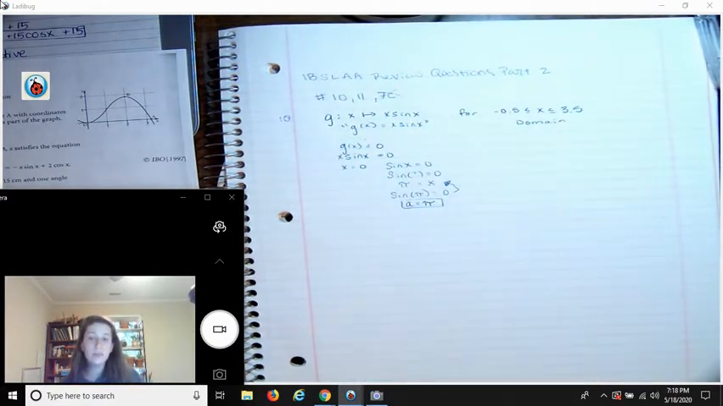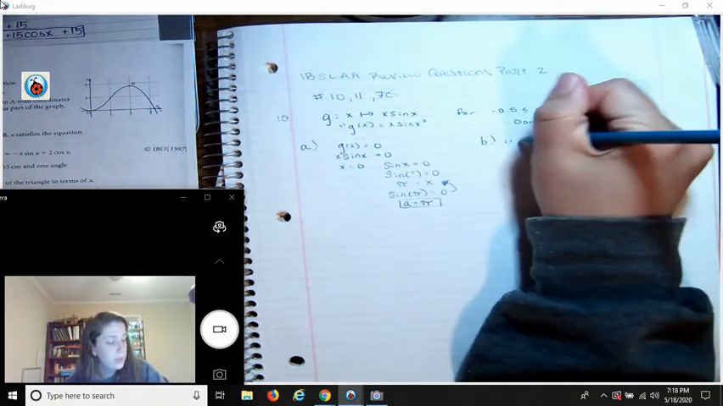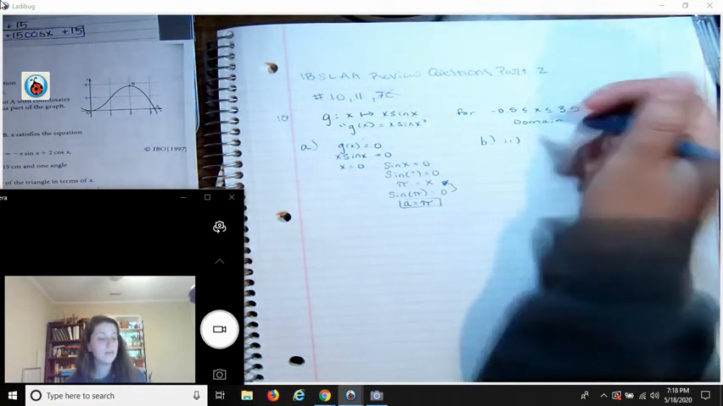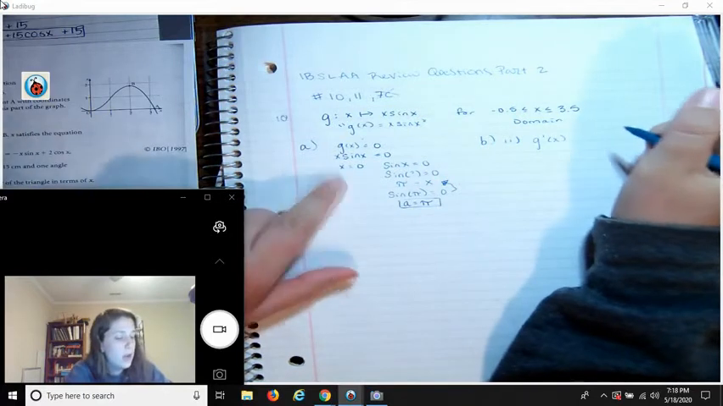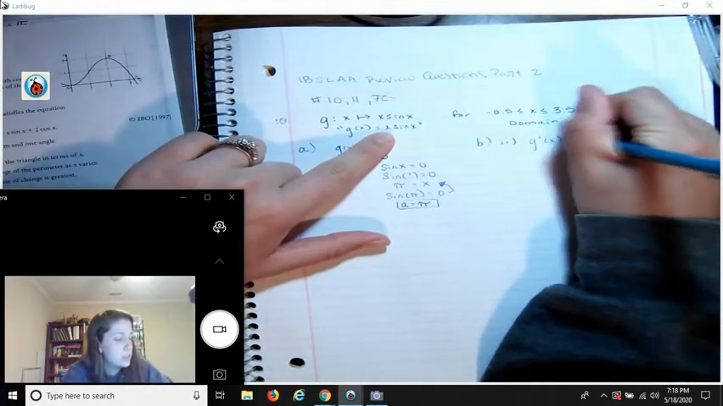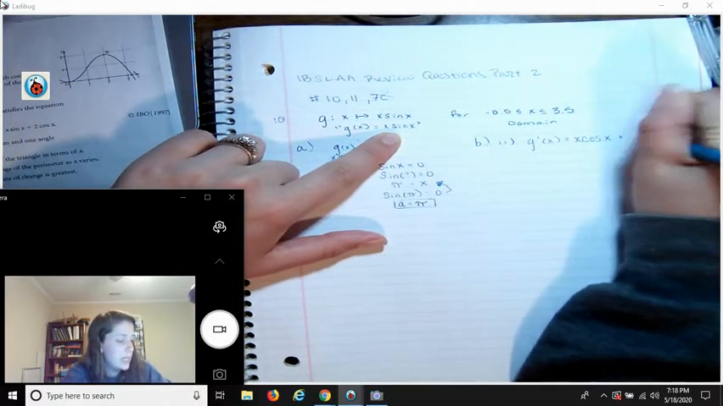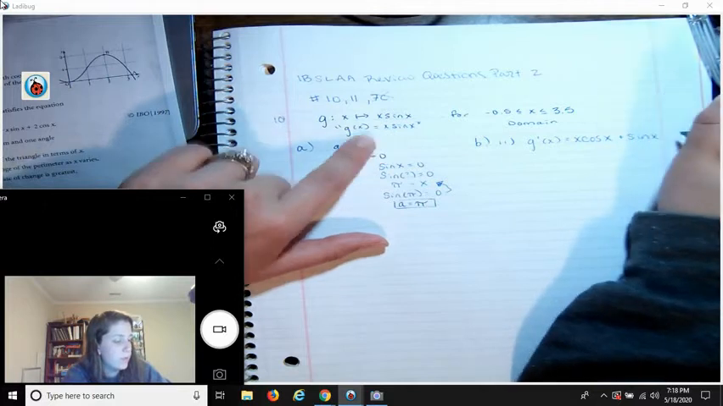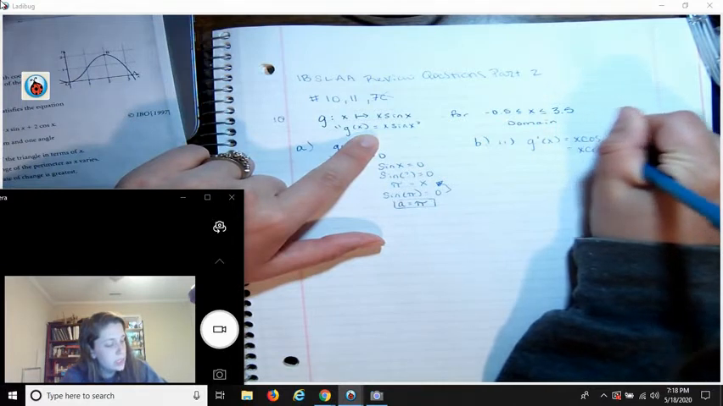Okay, so that's part A. Then part B, and then there were two parts. Okay, part B1, it says find g prime of x. So we're gonna have to use the product rule for this. So we do first times the derivative of the second. The derivative of sine is cosine, plus the second thing, which is sine x, times the derivative of the first, which is 1. Okay, so our final answer is just x cosine x plus sine x.